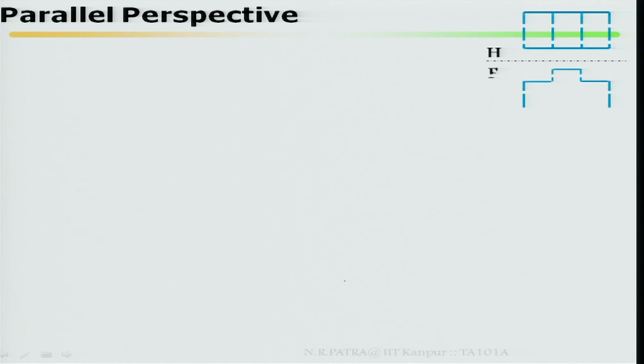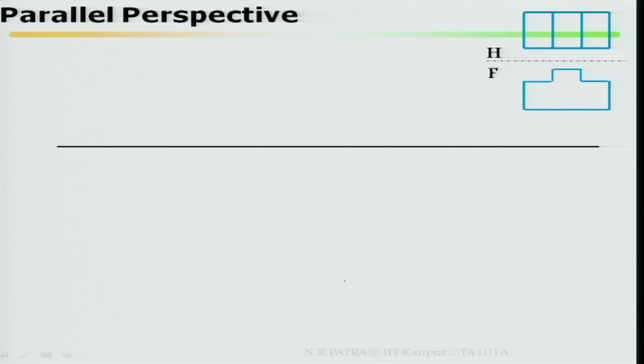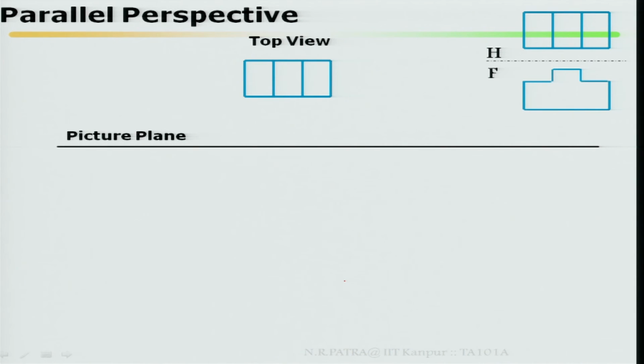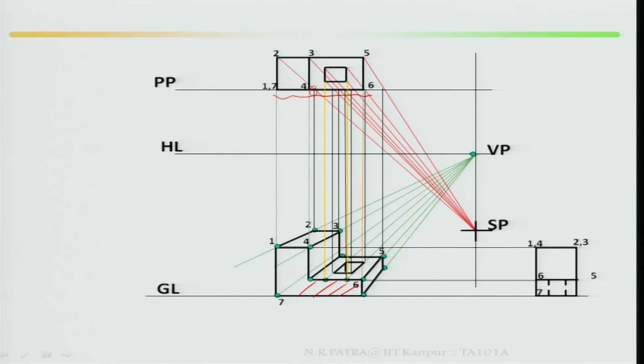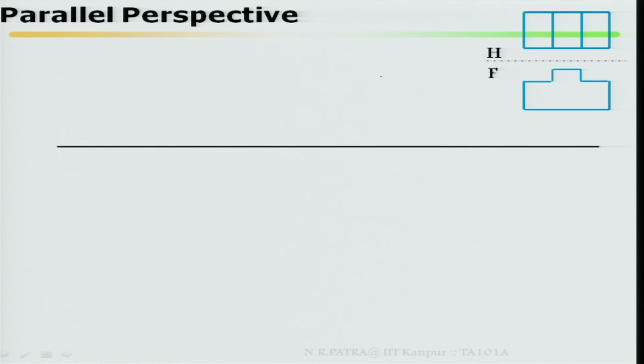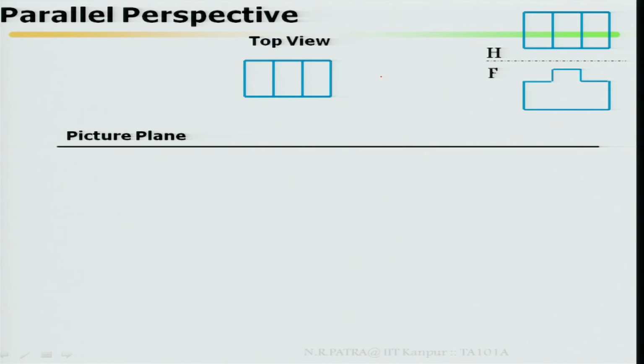Suppose there is a parallel perspective. In parallel perspective, it is possible that the top view is not touching your picture plane. Earlier, one of the faces or edges was touching your picture plane. In this case, it is not touching your picture plane. If you look at your top view, it is far away from your picture plane.